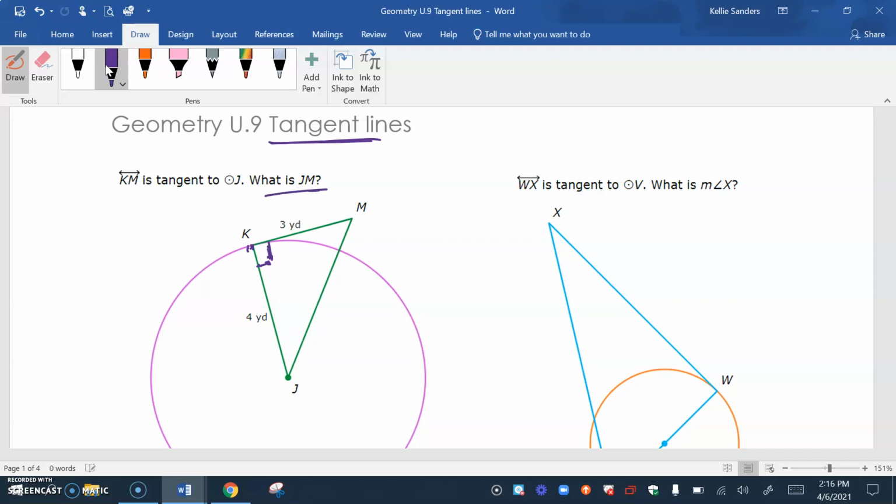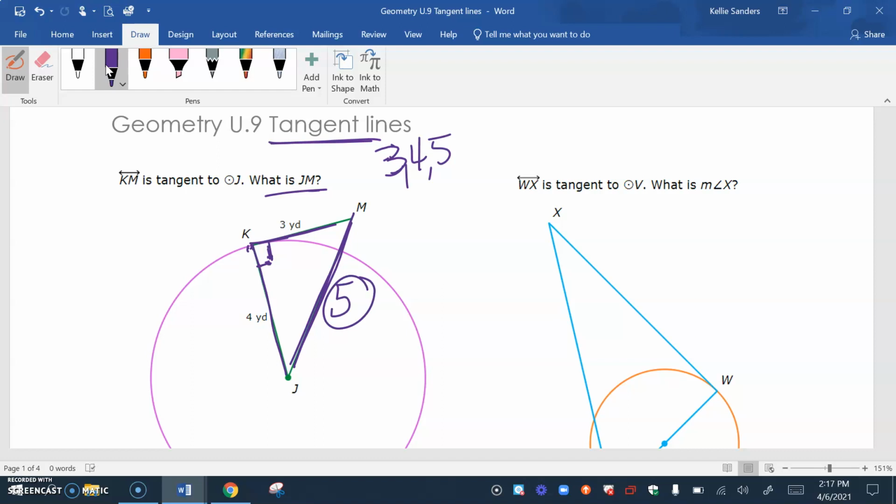So what is JM? And here is JM. So if this is 3 and this is 4, and I've already told you that it's a right angle, I hope some of you guys can remember your Pythagorean triples. And the most common Pythagorean triple is the 3, 4, 5 triangle, where 5 is always the hypotenuse.